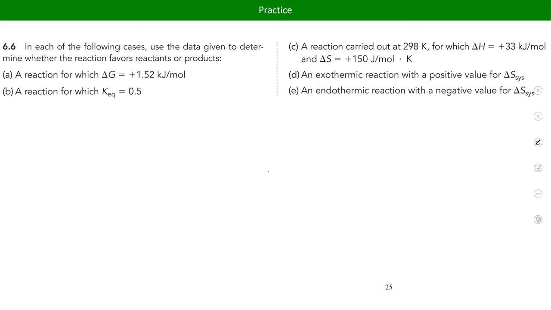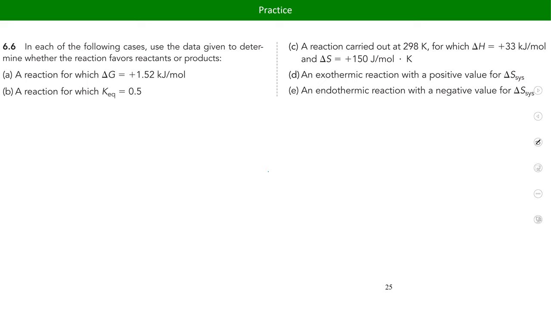All right. So here's how I can ask questions about this. What I actually expect you to be able to take away from all this high level, very conceptual, abstract stuff is to determine whether the reaction favors reactants or products. If you know delta G, you know whether K is greater than one or less than one. K is always going to be greater than zero, right? So you can't take the log of zero.